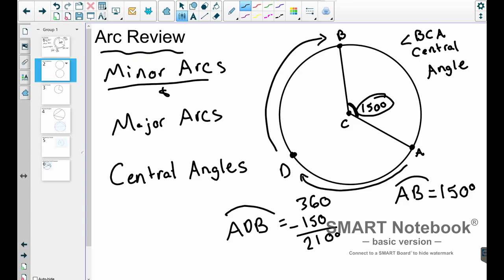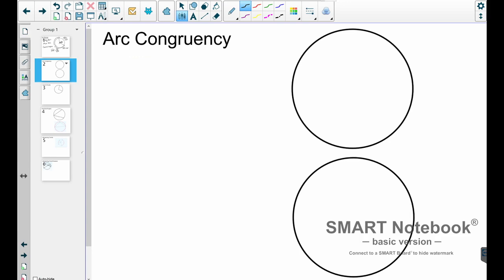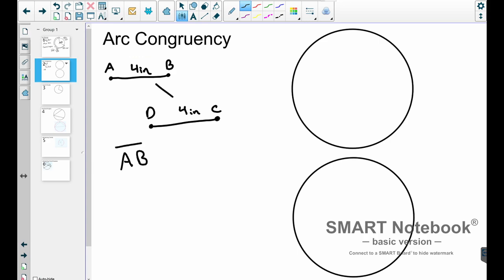Hopefully you feel comfortable with arcs, because now we're going to talk about arc congruency. When we think of congruency, you might think: if we had two line segments like AB and another line segment, say DC, and we know they're both the same measure, just say 4 inches, then line segment AB is congruent to line segment DC.